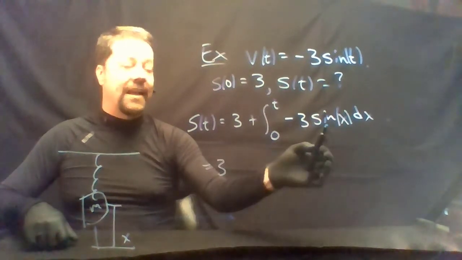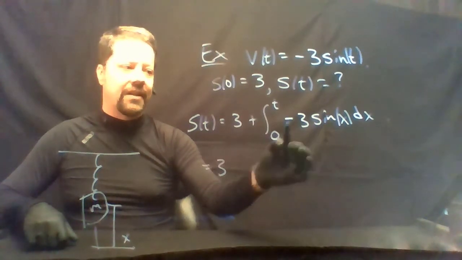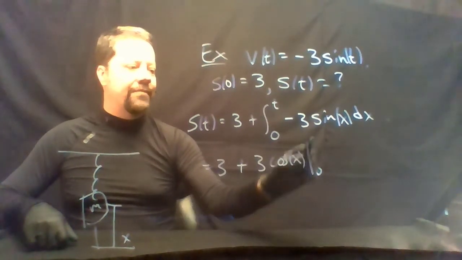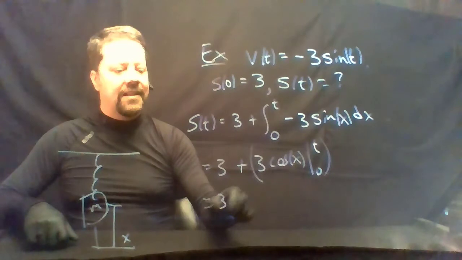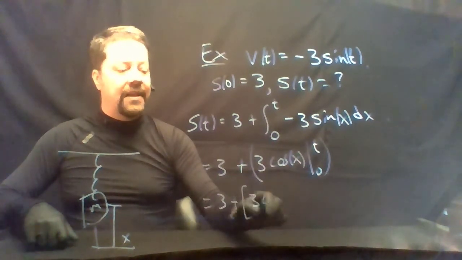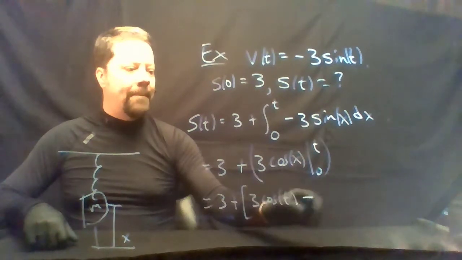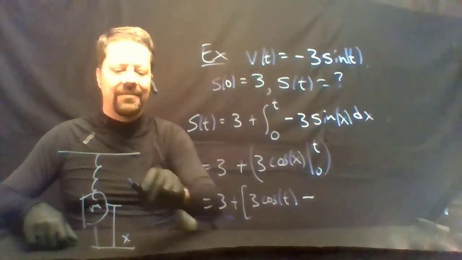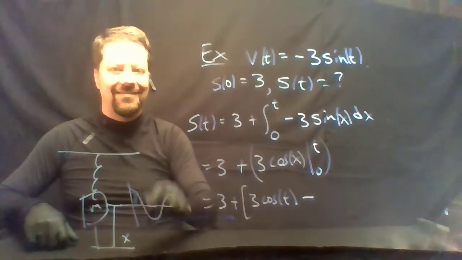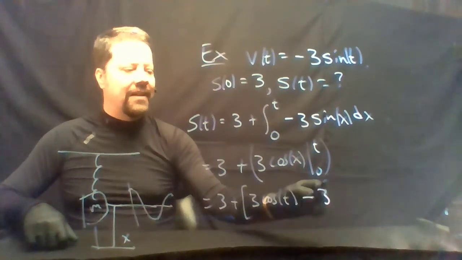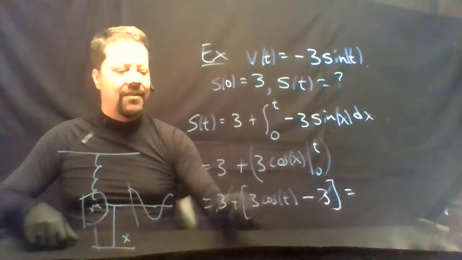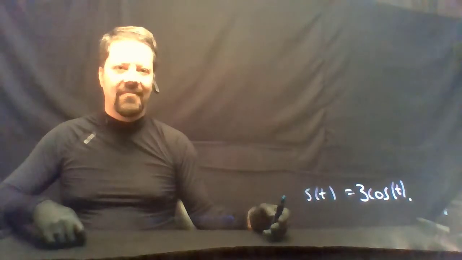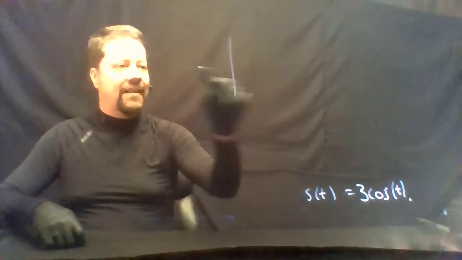So we'll get 3. When I integrate sine, I get negative cosine. Negative negative will give me plus 3 cosine of x evaluated from 0 to t. This gives me 3 plus 3 cosine of t minus 3 cosine of 0. What is the cosine of 0? Cosine of 0 is 1, so I'll get minus 3. You can see then we get 3 cosine of t.